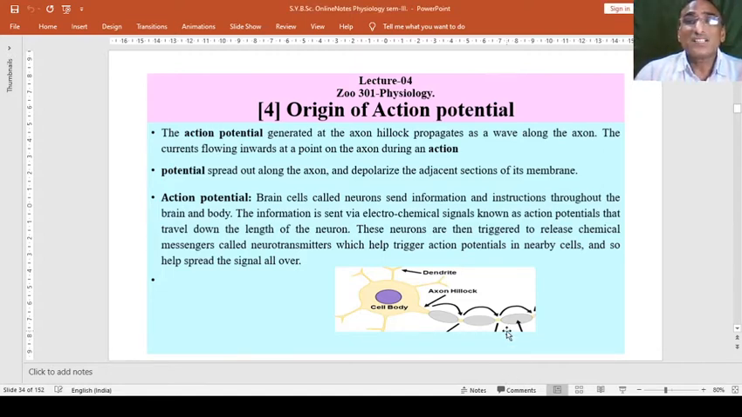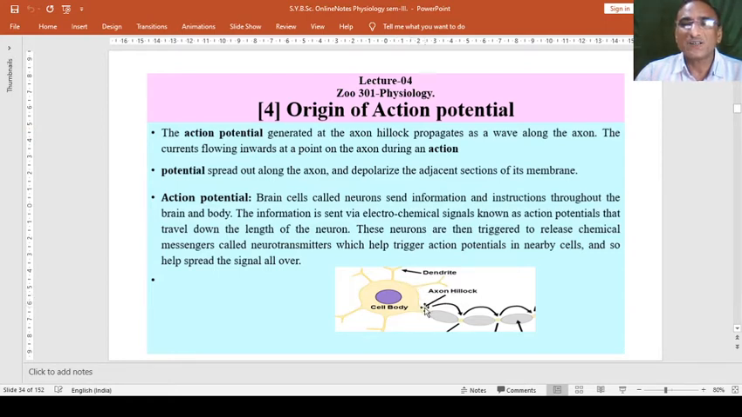Action potential is the activity which carries the impulse or the message or the signals which the cell receives and passes it to the next. And this is nothing but the action potential. Action potential is originated at the axon hillock.